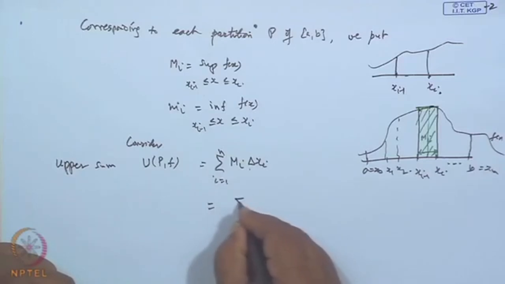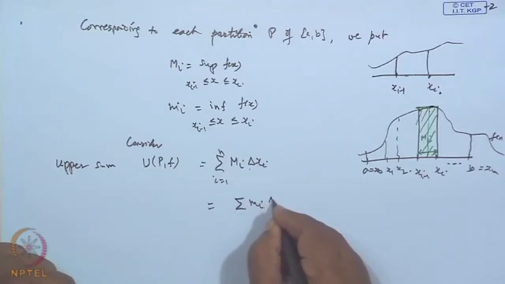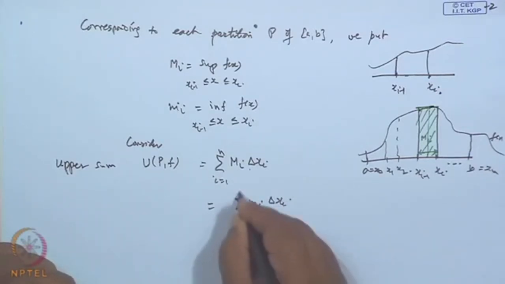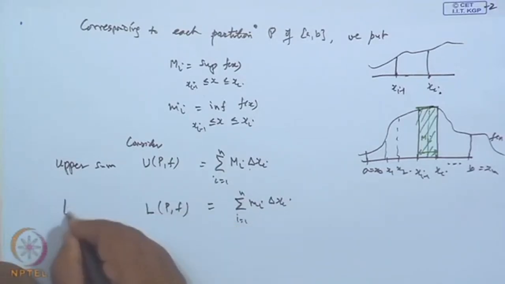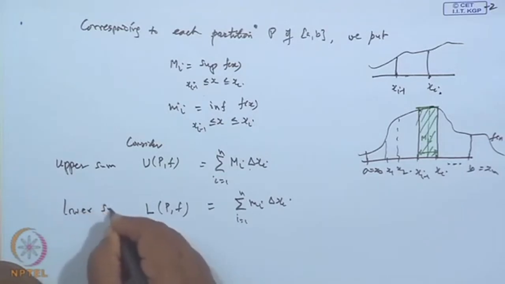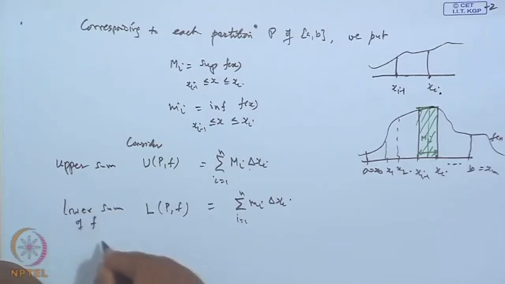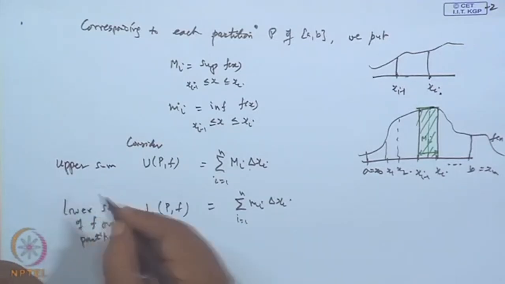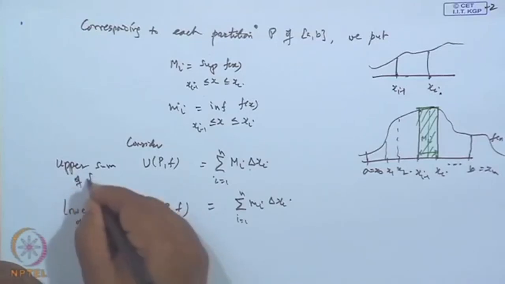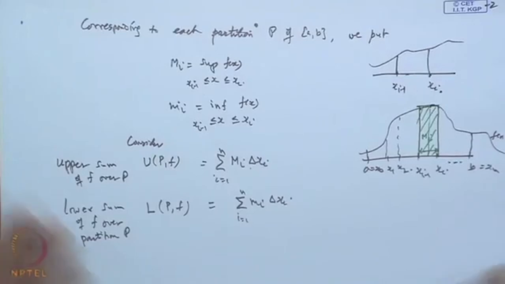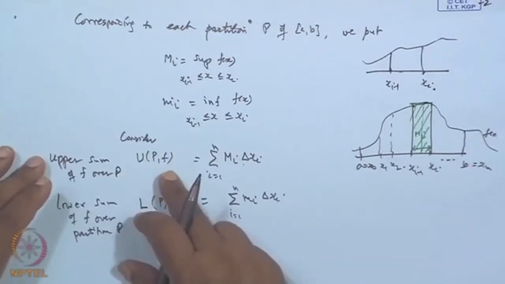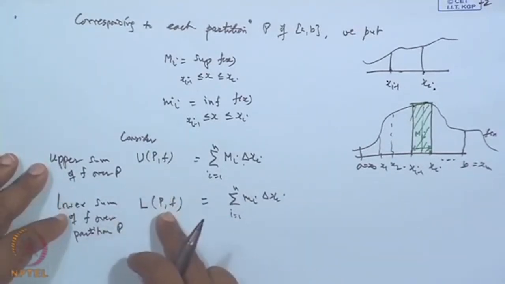Similarly, when we write the sum of m_i delta x_i, i equal to 1 to n, this sum we denote by L(P, f), and it is called the lower sum of the function f over the partition P. So, upper sum of f over P and lower sum of f over P. Now, if we change the partition, the upper sum and lower sum will keep on changing.